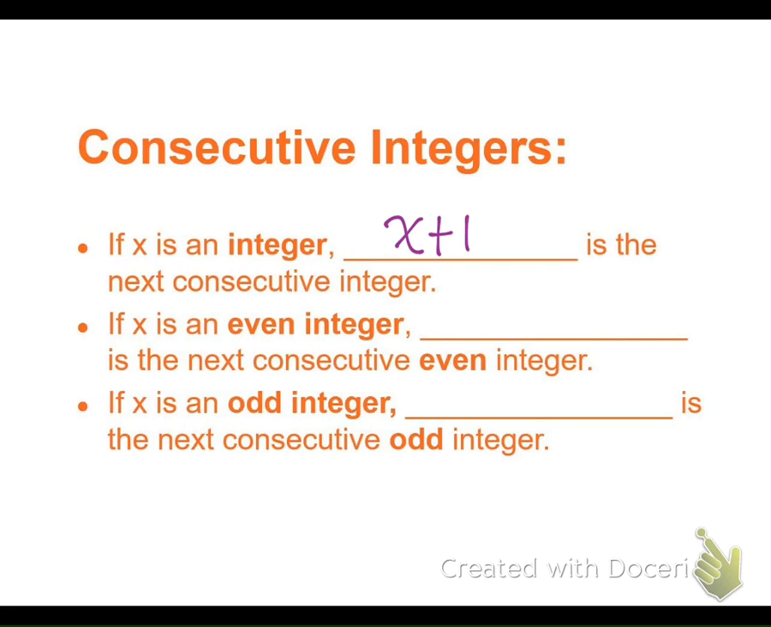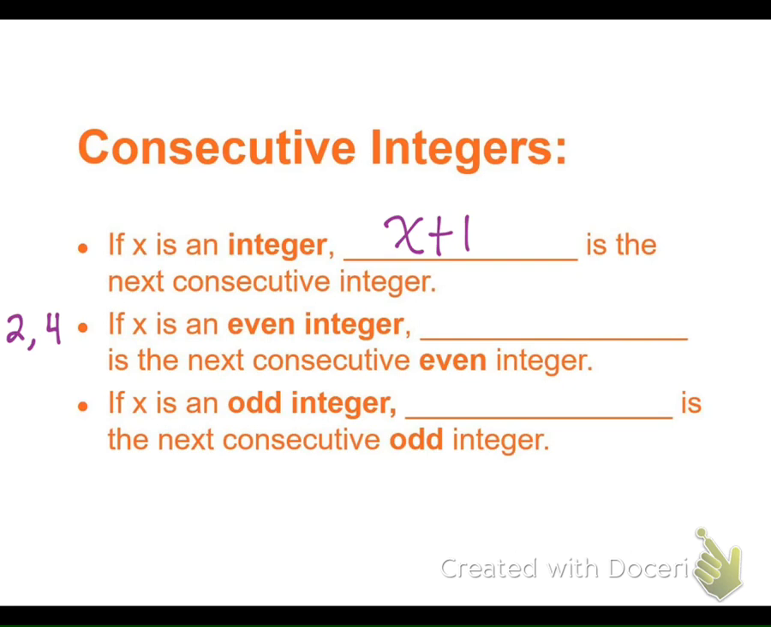If x is an even integer, how would we get to the next consecutive even integer? So for example, an even integer is 2, and then we're trying to get to the next even one, which would be 4. So how many did we go up?